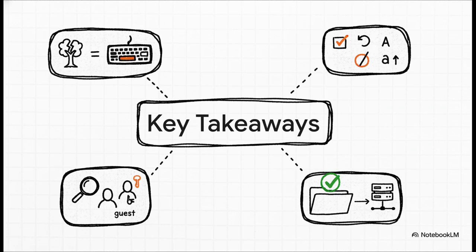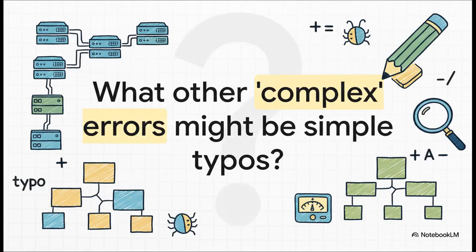And 3, isolate your variables. Test for guest access before you start messing with usernames and passwords. You get these right, and you've solved it. And really, that's the whole magic trick. You've decoded the error. So I'll just leave you with this little thought. Now that you see this pattern, a really scary-looking error that turned out to be a simple precision problem, what other complex bugs you run into might just be a simple typo hiding in plain sight?